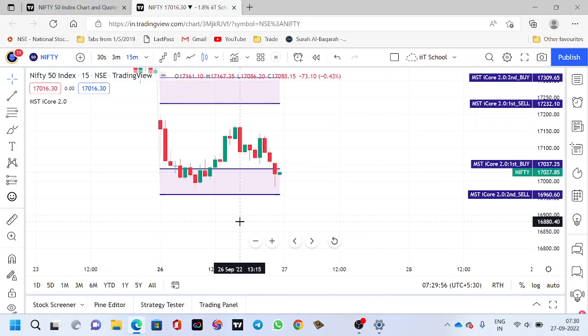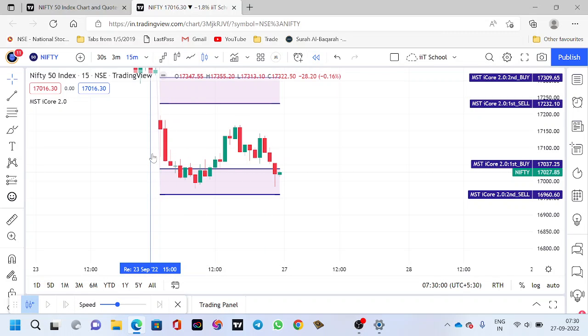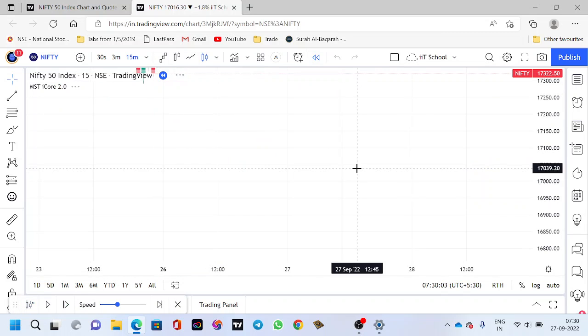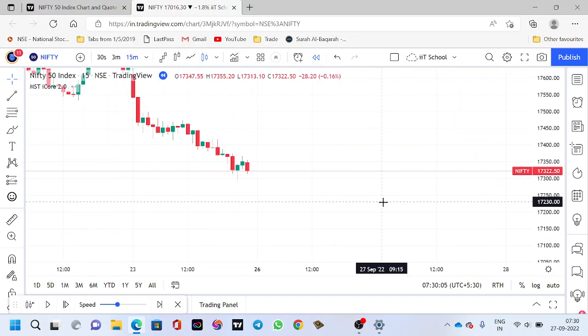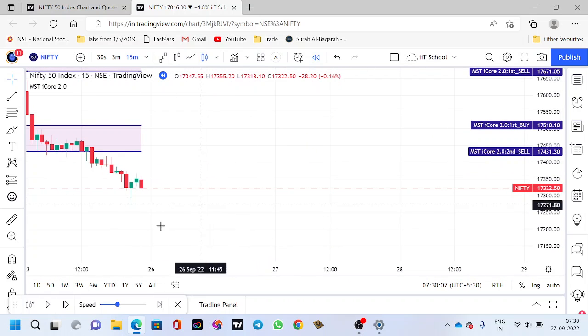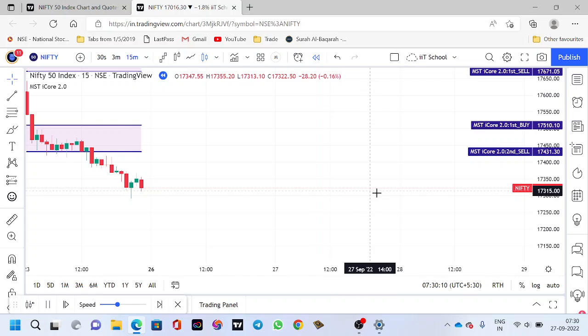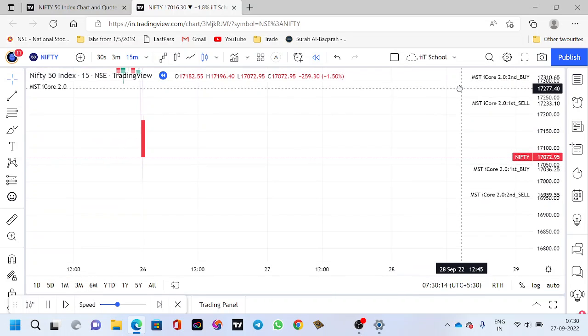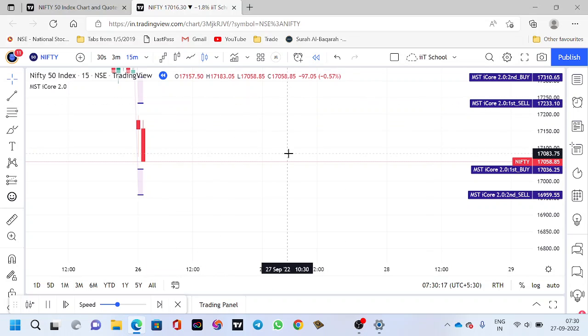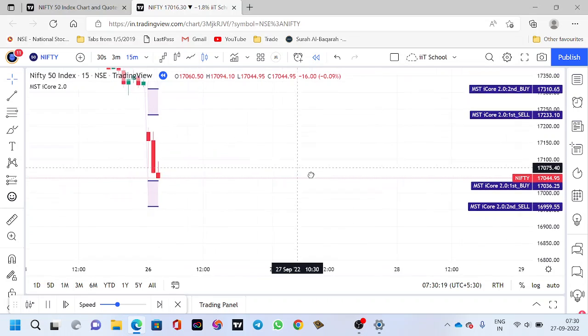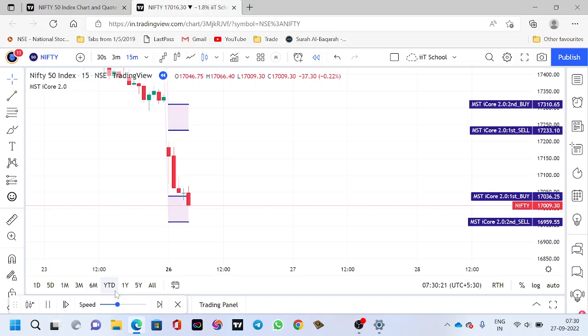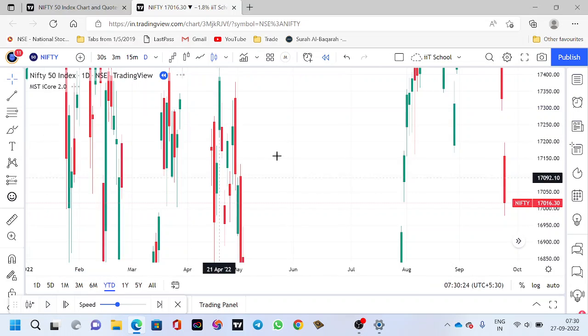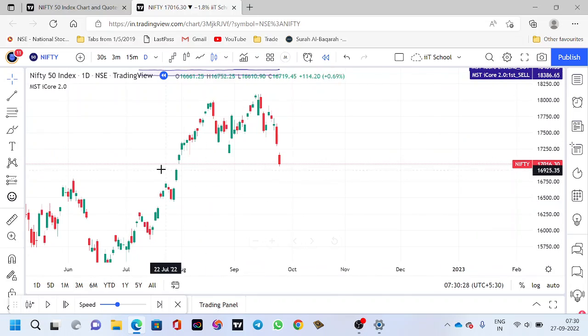So let me show you what happened yesterday. Yesterday the market opened here. Let me show you by running the market again. Here the market has just opened. It has opened gap down, and immediately our lines got formed. Our first buy also got activated.